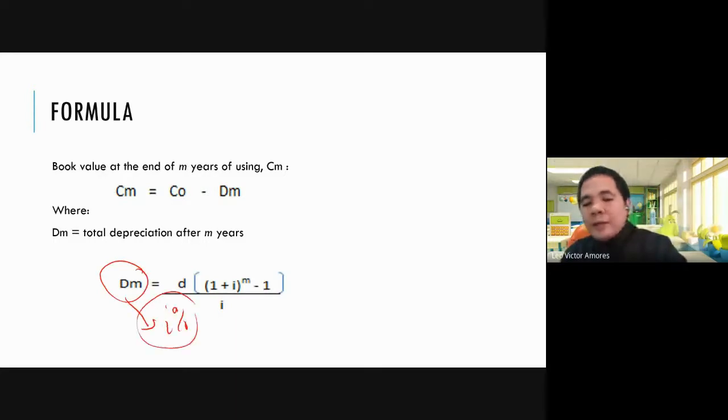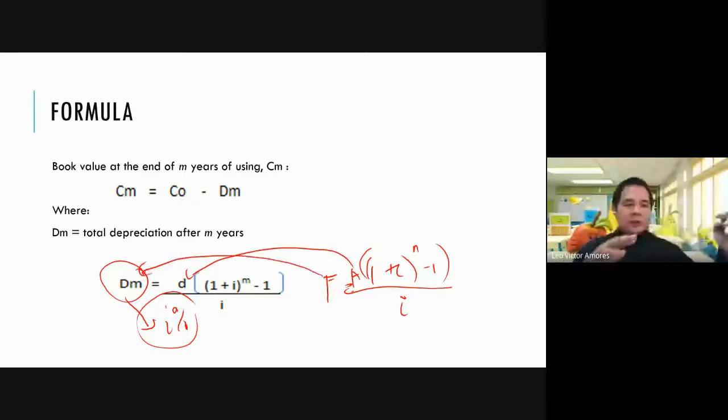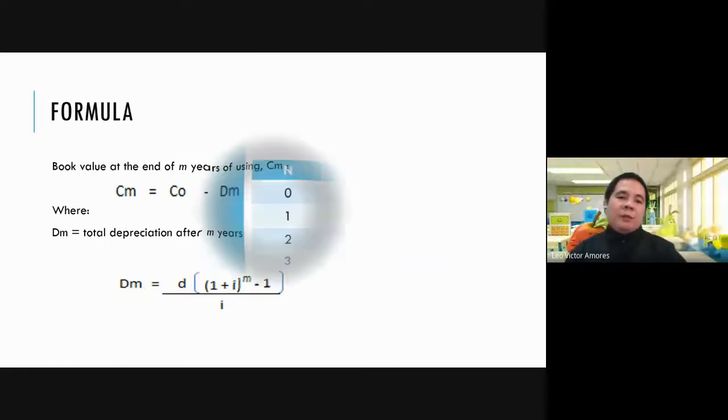This goes by that F is equal to (1 plus i to the exponent of n minus 1) divided by i. This is your A. So substitute it in your D, and this is the accumulated depreciation. If you are in the first year, this is 1. If you are in the second year, this is 2. Okay? Basic definition or example is the problem.